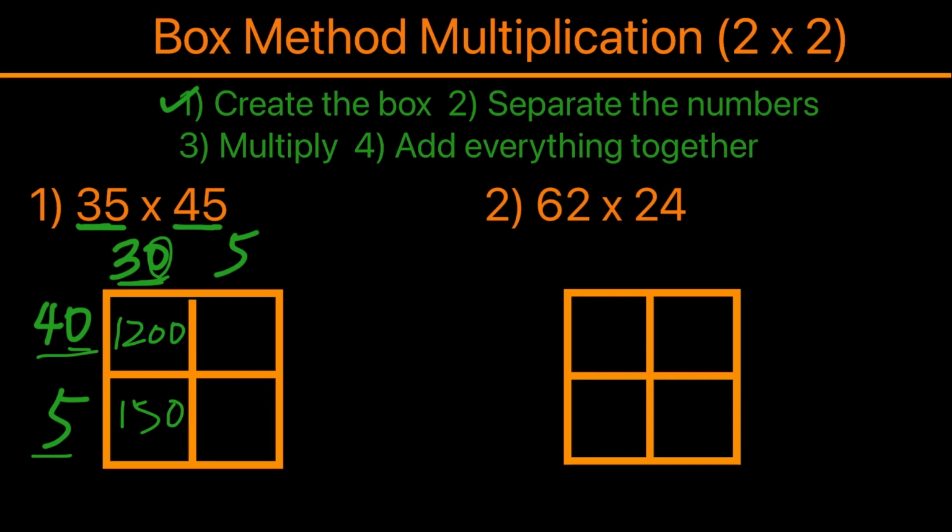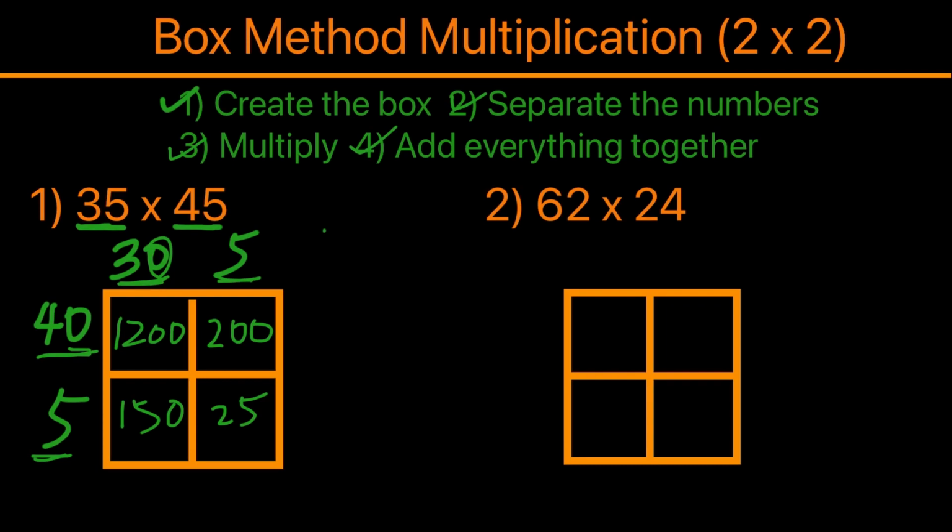Now we're going to do 40 times 5. 4 times 5 is 20. And then we'll place that 0 in the back. Then we'll have 5 times 5, which is 25. Now that we complete the setup, and then we multiply, now we just gotta add them all together, everything inside the 4 boxes.